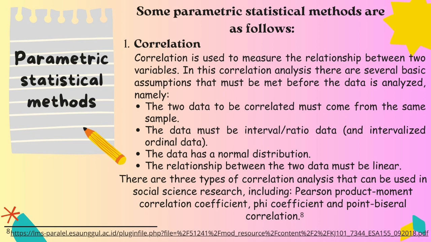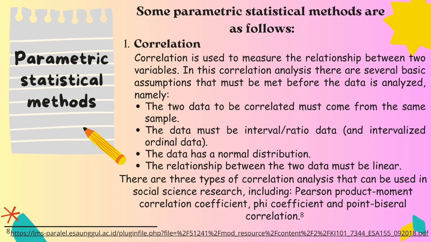Parametric statistical methods. Some parametric statistical methods are as follows. Correlation. Correlation is used to measure the relationship between two variables. In this correlation analysis, there are several basic assumptions that must be met before the data is analyzed, namely: the two data to be correlated must come from the same sample. The data must be interval or ratio data and interpolated ordinal data. The data has a normal distribution. The relationship between the two data must be linear.